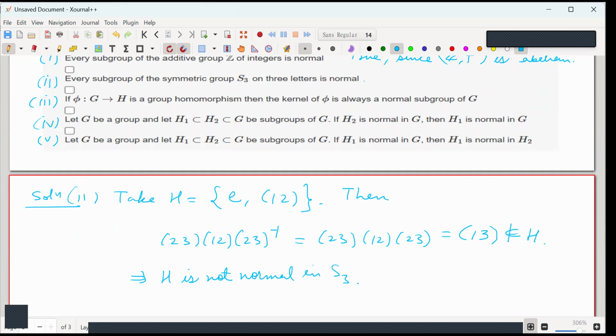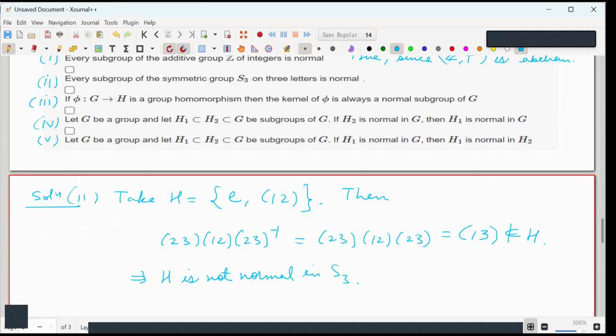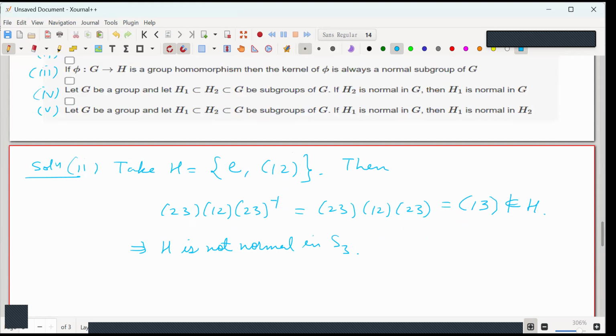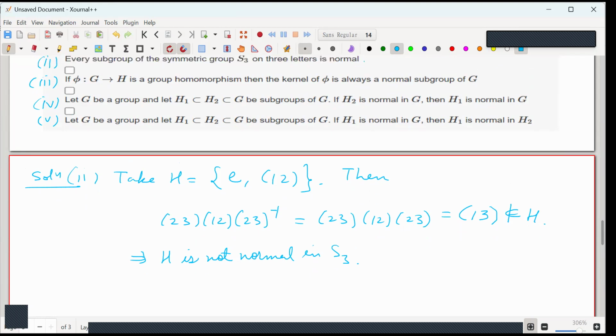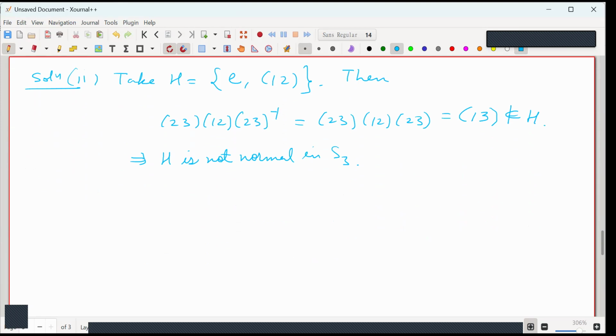So what about the next? Phi is a group homomorphism from G to H. Then the kernel is always a normal subgroup of G. I think this is already done in class, right? I don't remember if I have seen this in video, but I think I can prove this, sir. Then the kernel of phi is always a subgroup of G. I don't remember whether it's there in the notes, so maybe I can just quickly say why it is true.